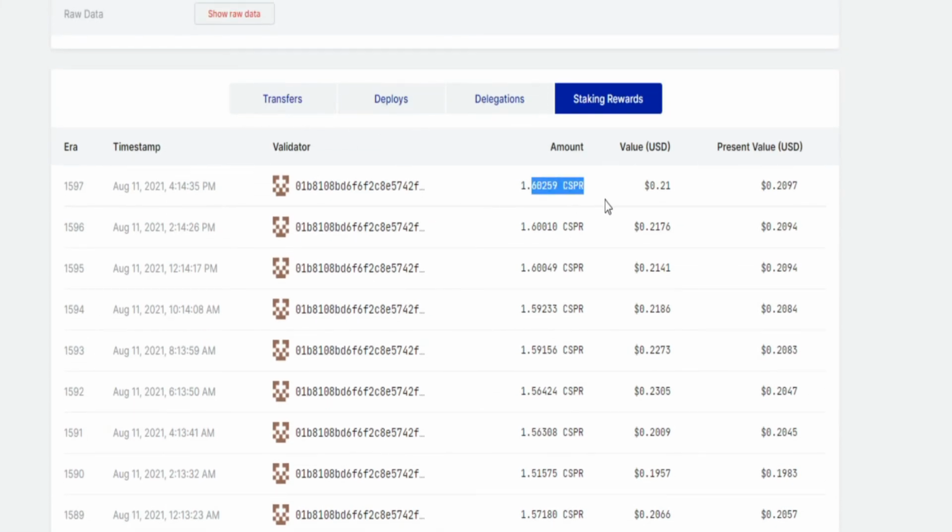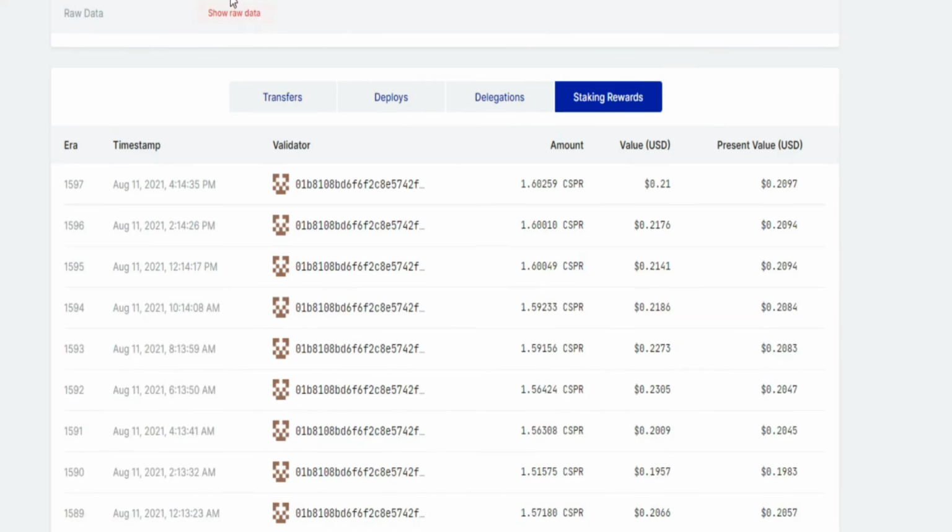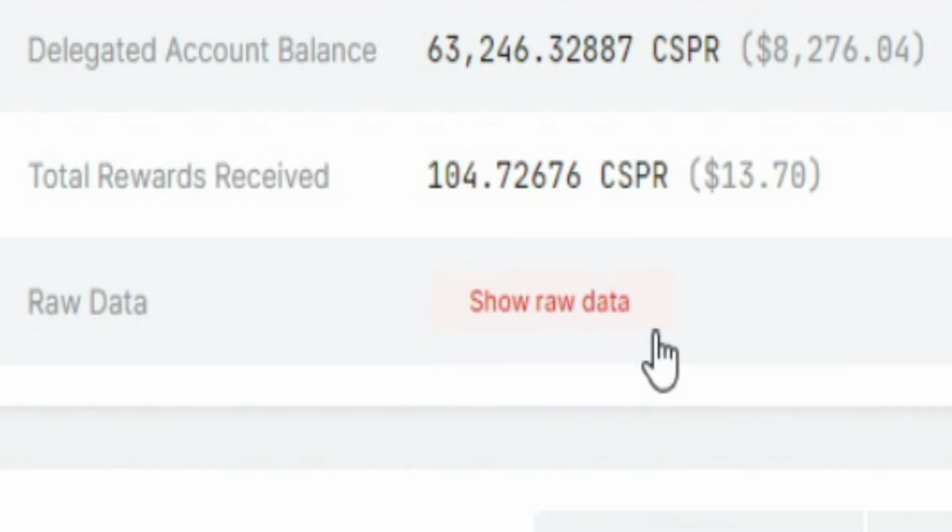Also, I'm gonna make a video on how to stake your Casper coins. Here, as you can see, I'm earning about 1.6. I started earning 1.4 Casper every 2 hours, and now, as you can see here, total rewards in, I don't know, let's say 7 or 8 days, I started making this amount of coins, total received rewards.